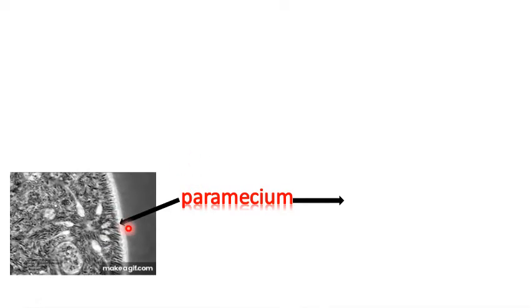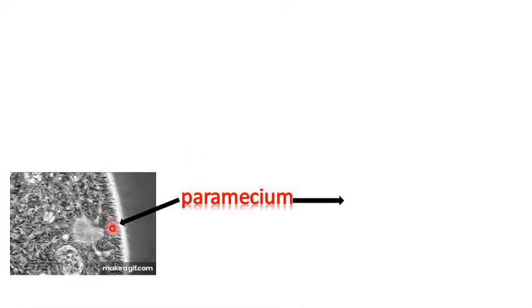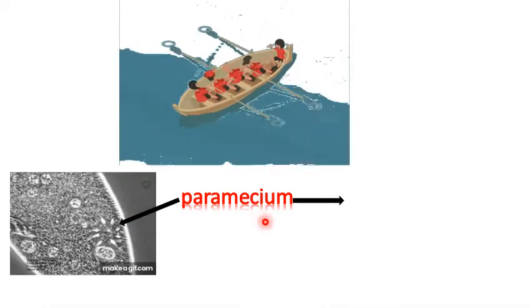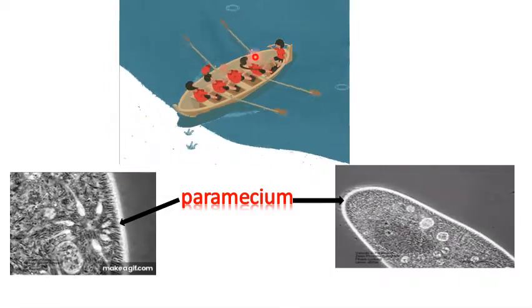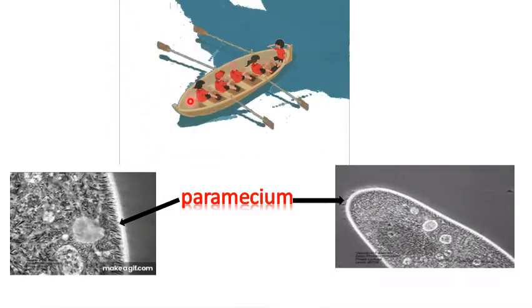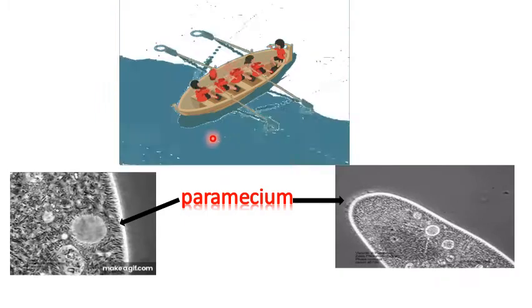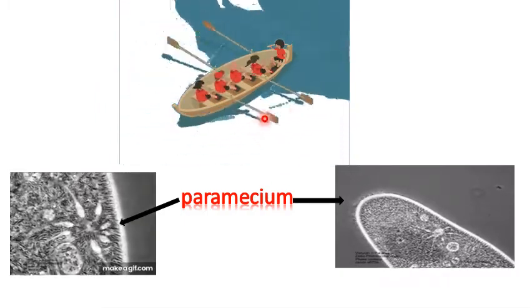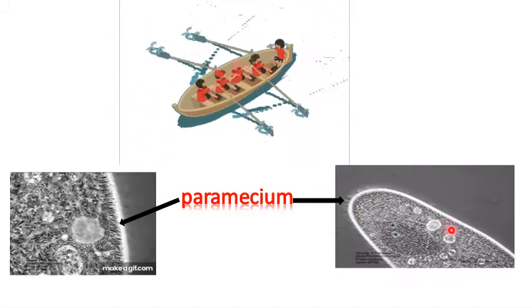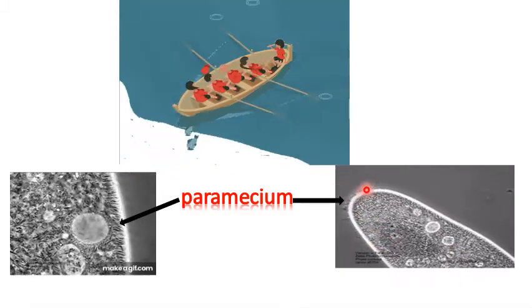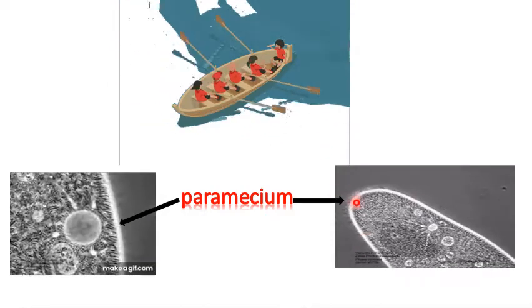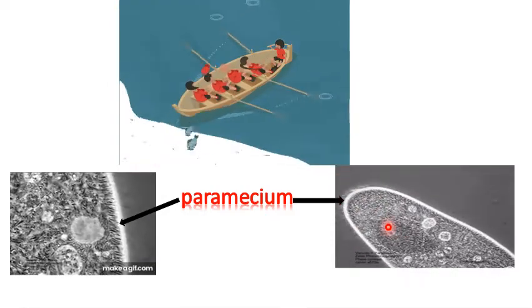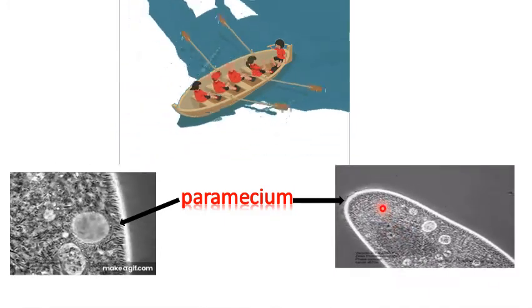So here you can see a paramecium which contains thousands of thread-like structures, the cilia, and here you can see people rowing a boat in one direction faster. The same principle applies here, where you can see a paramecium containing thousands of cilia, thread-like structures. They move along in one direction back and forth. Because of that, they move faster.